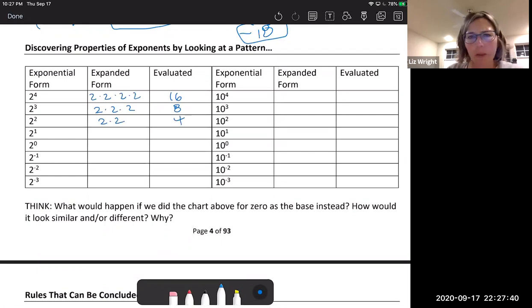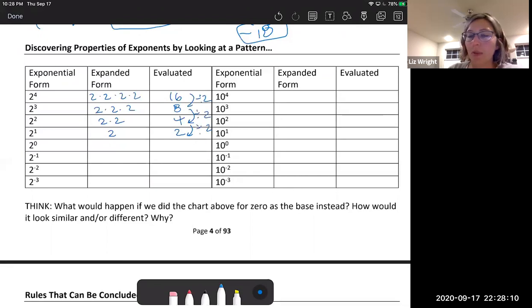And then 2 to the first, how are we going to write that? We can just write it 2. It's 2, not times anything. It's just 2 to the first. And then evaluated, we're just going to rewrite the same thing. So I want you to look at the pattern that's occurring every single time. A lot of times if I were in class and asking you this, you would say it's being multiplied by 1/2, or we're dividing it by 2. Every single time is exactly what's happening.